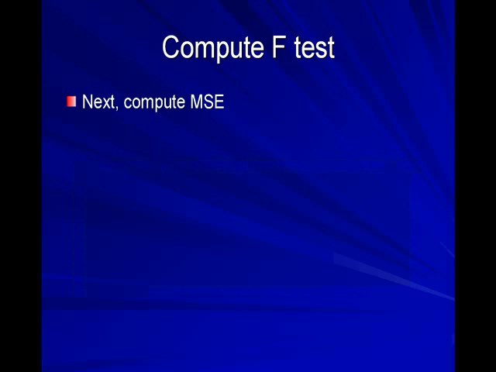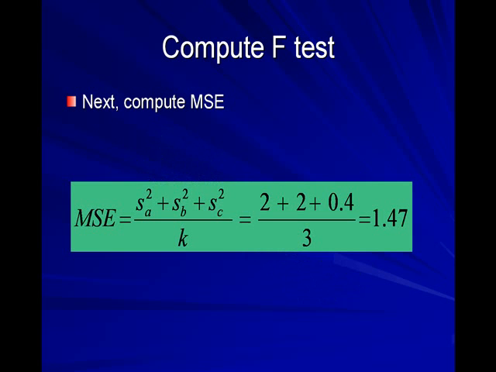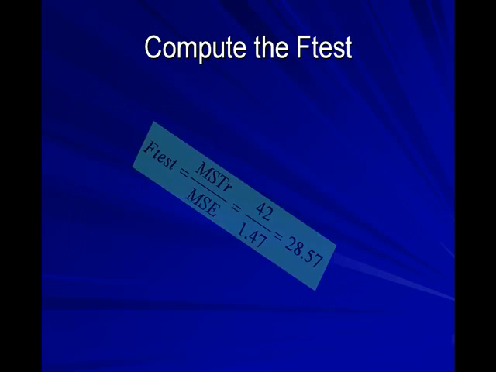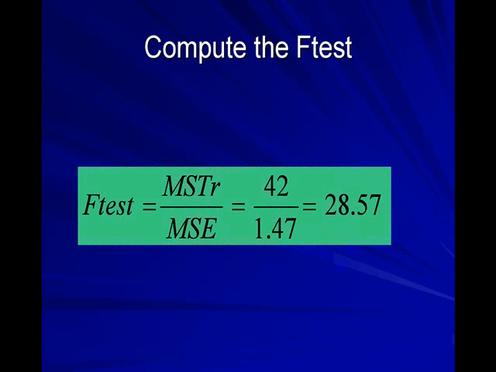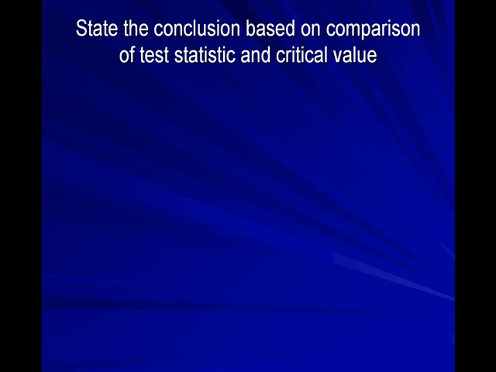Then we'll compute the error. Take those 3 variances and just get the average of those. That comes out to be 1.47. Then we'll compute the F test. That's just the ratio of the effect, the mean square treatment, that was 42, divided by the mean square error, which is 1.47. That comes out to be 28.57.